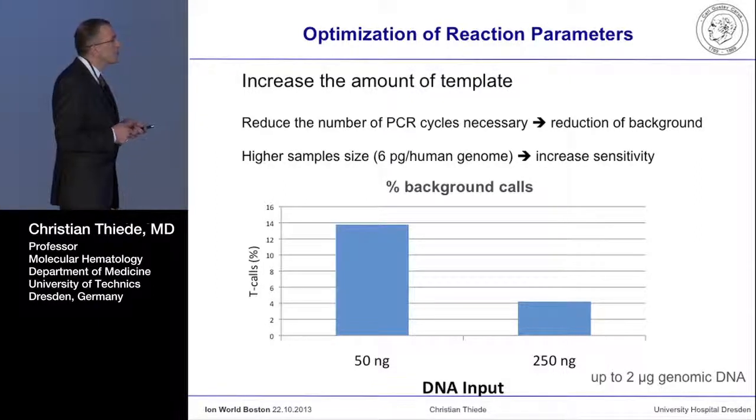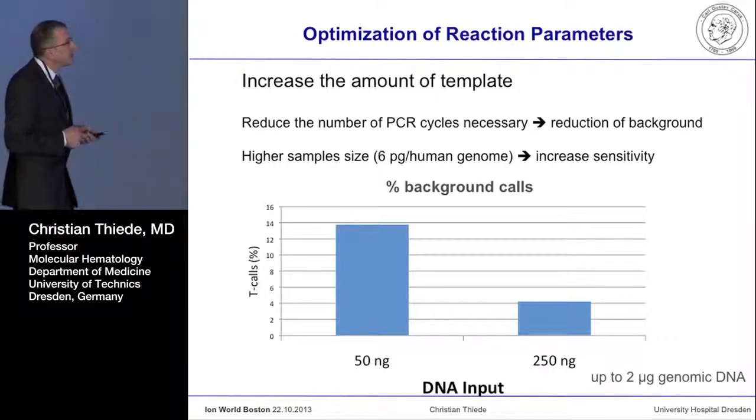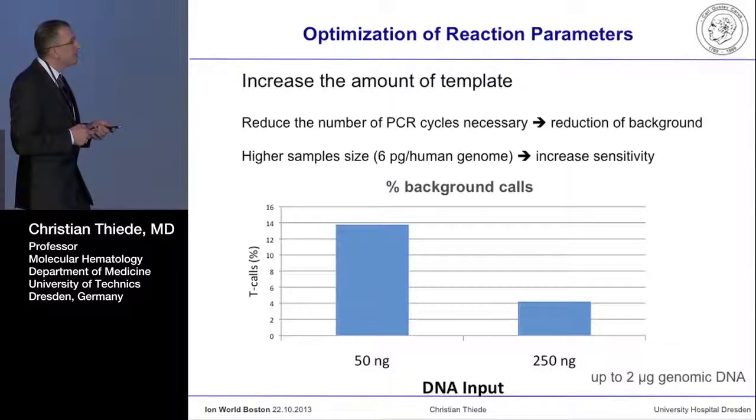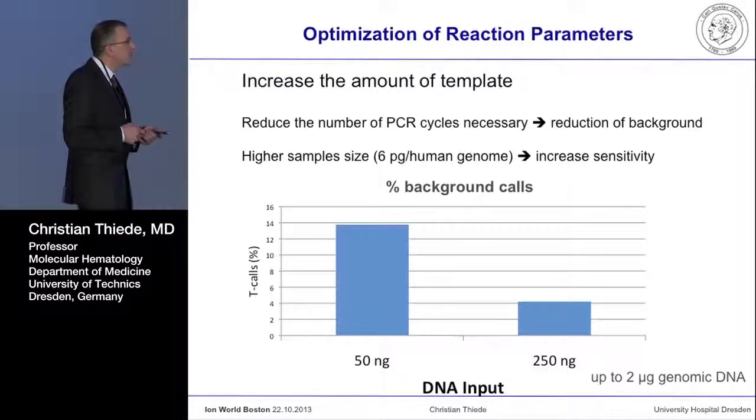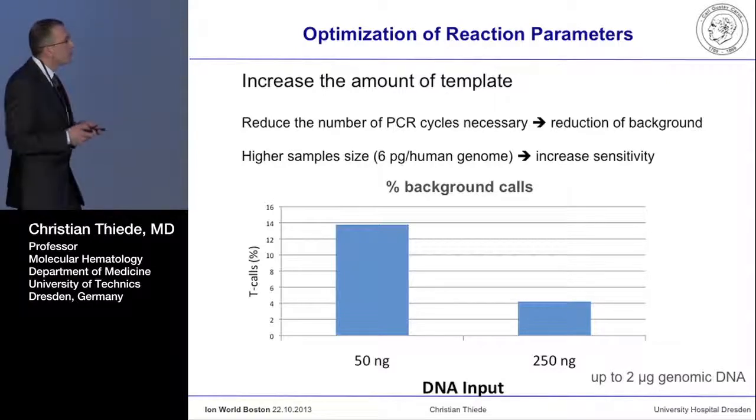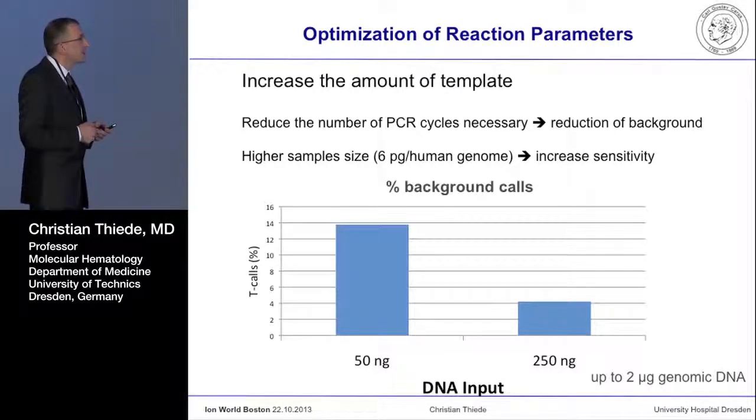But when you want to go for minimal residual disease, you should probably increase the template amount, because a normal human genome has about 6 picograms of DNA. So you have 8,000 genomes within 50 nanograms, but almost 40,000 genomes within 250 nanograms, which is, of course, important to have a high sensitivity.